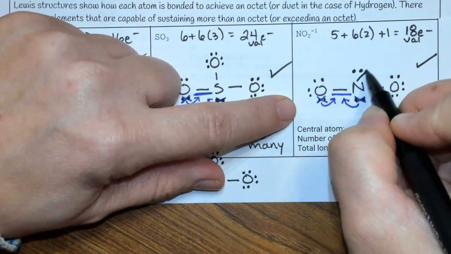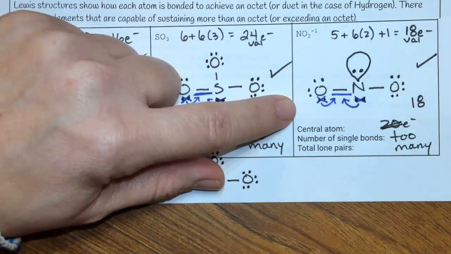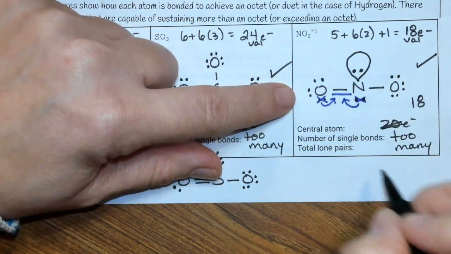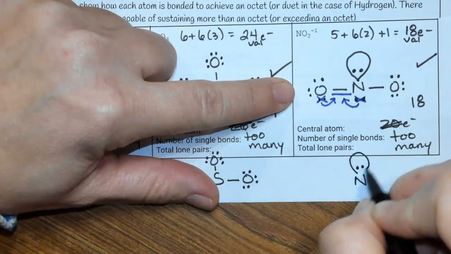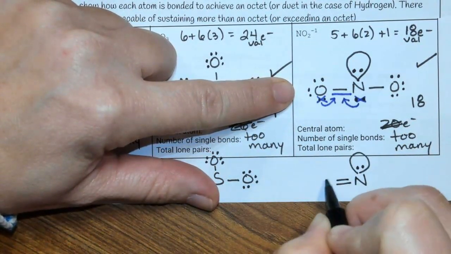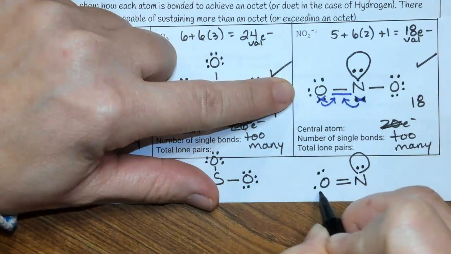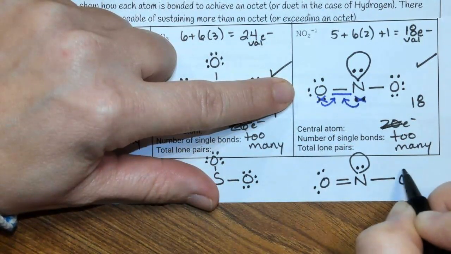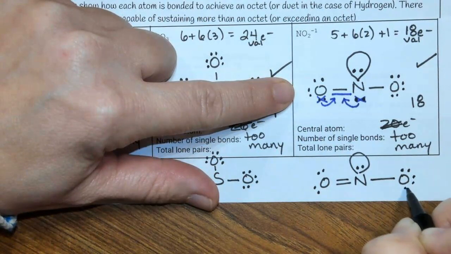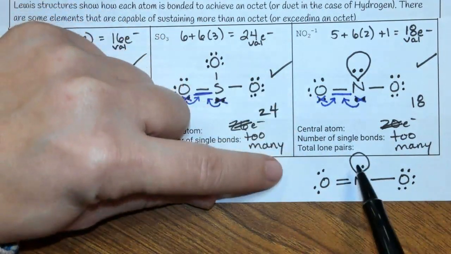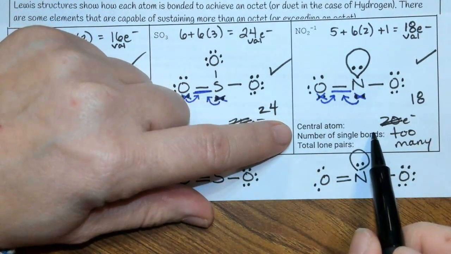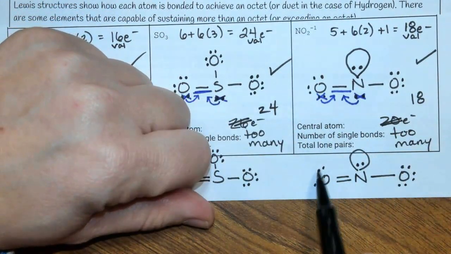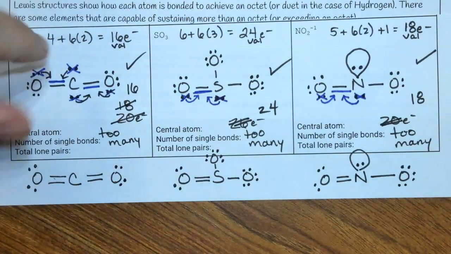That pair remains around the nitrogen, so I'm going to give that an alien head. Your final answer actually looks like this. Nitrogen with its 1 pair, double bonded to this oxygen, which has 2 lone pairs, single bonded to this oxygen, which has its 3 lone pairs. So my central atom is nitrogen. I have 1 single bond, and I have a total of 1, 2, 3, 4, 5, 6 lone pairs.